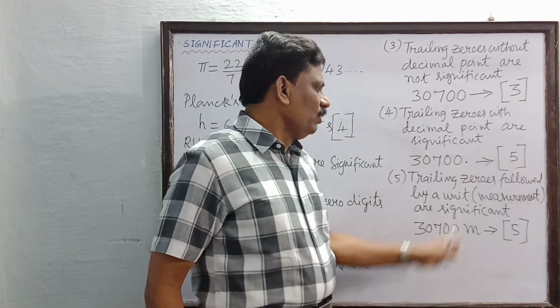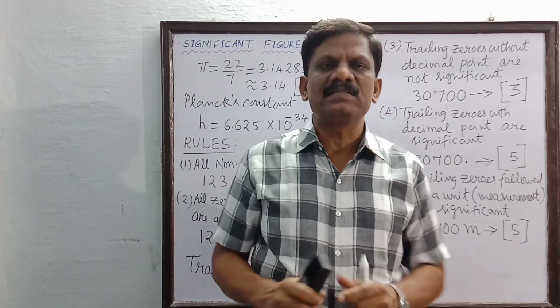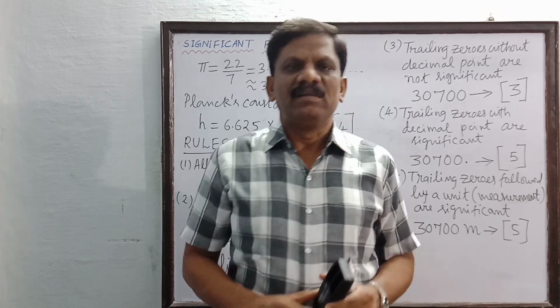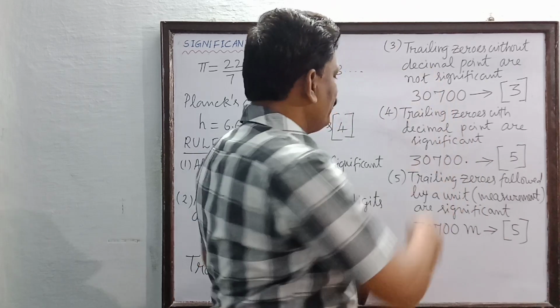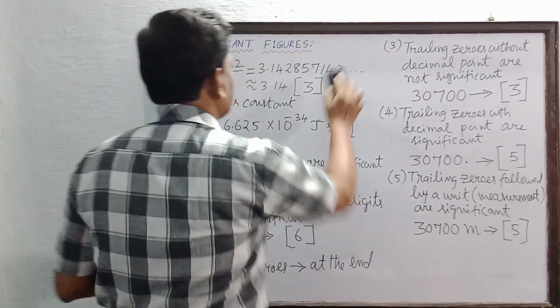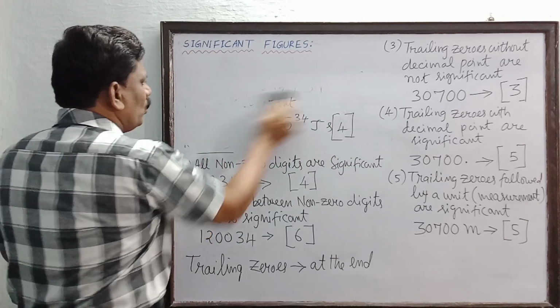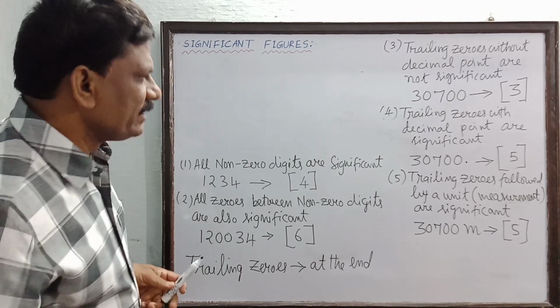So the 3 rules based on the trailing zeros, you remember as one set of points. Whenever you prepare, the first 2 rules you call the first set, and the 3rd, 4th and 5th are based on trailing zeros. Is it not? Okay, now I am going to consider the next 2 rules. Rule number 6, let us say.